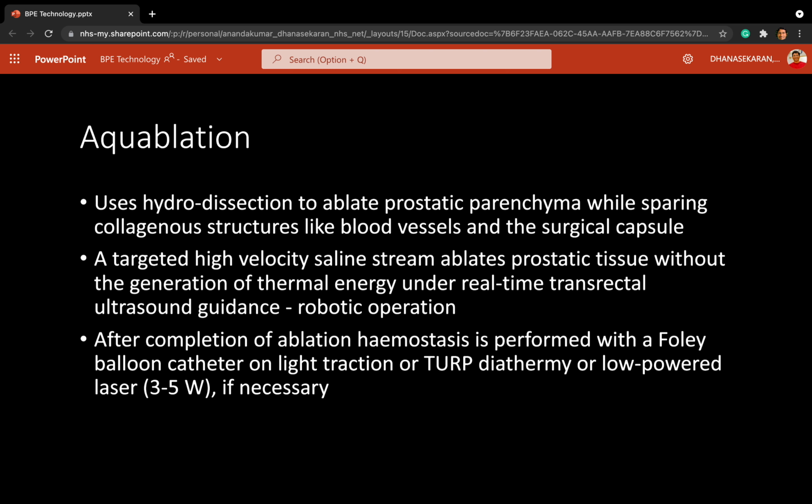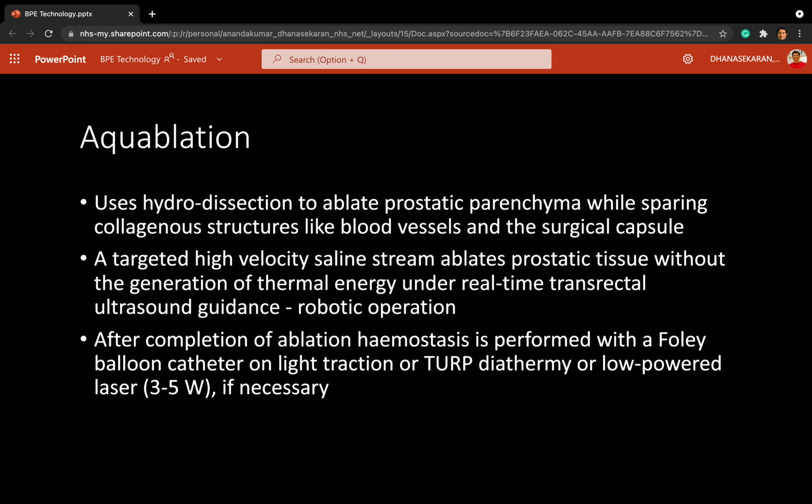Yeah, again, if you just catch the key phrases, keywords, then it's easy to frame the answer. So, aquablation uses hydrodissection to ablate the prostate parenchyma, and it ablates only the prostatic parenchyma and spares the collagenous structures like blood vessels and the surgical capsule. Hence, the capsule structure is still maintained, but only the tissue is getting ablated.